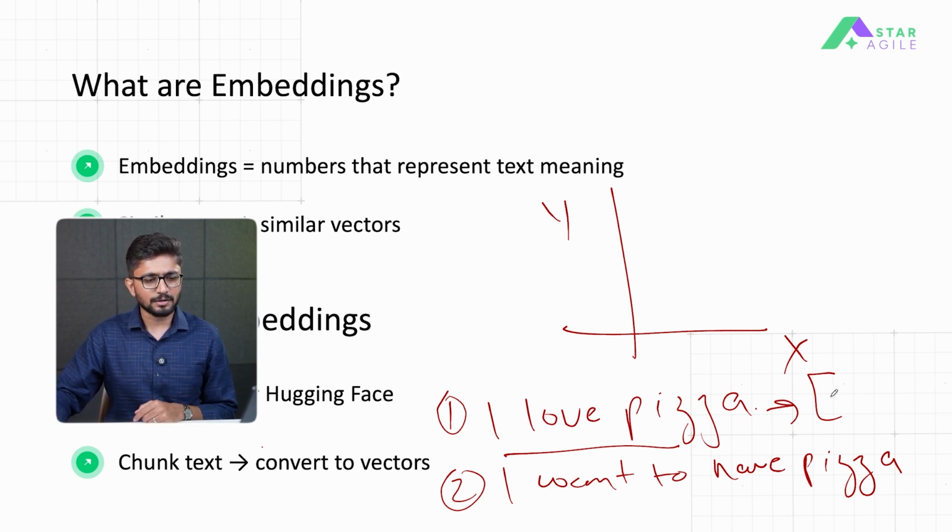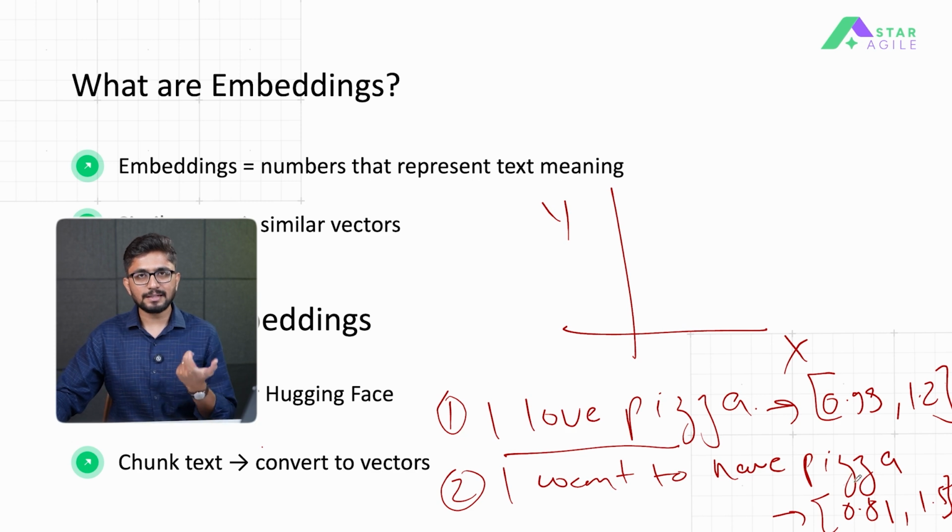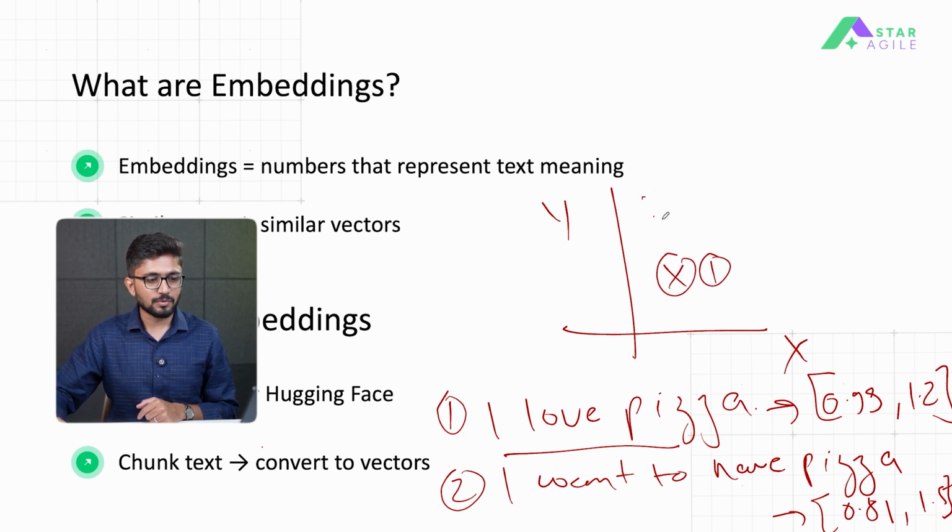Let's take for example here, the x coordinate comes out to be 0.99 and the y coordinate comes out to be 1.2. For the second sentence, the x coordinate comes out to be 0.81 and the y coordinate comes out to be 1.5. How these embeddings are generated is not the agenda for this session, but the idea here is to take a piece of text and convert it into its vector representation. So when you plot it, the vectors of sentence 1 and sentence 2 are going to be very much closer to each other.